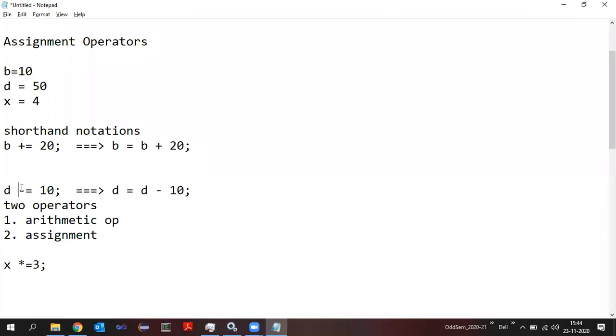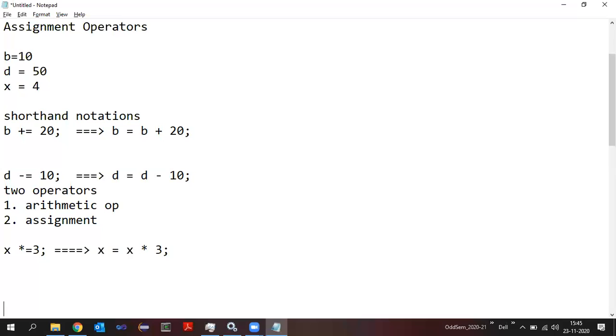Whichever arithmetic operator is there, that will happen with the first operand and the second operand. Then it will be evaluated back to its own value. In the third example, x into equals to 3 means we are going to calculate X is equals to x into 3. Understood, student? Assignment operator and the shorthand notations? Yes, sir. Okay, fine. Then we will proceed with the next type of operator.